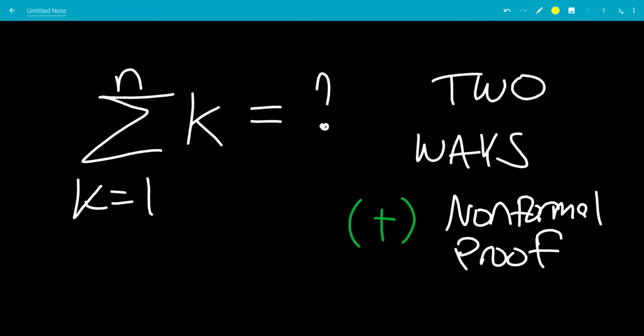In this video, we'll find the formula for the sum from k equals 1 to n of k. We're going to do this two ways, and at the end, we'll do a non-formal proof.